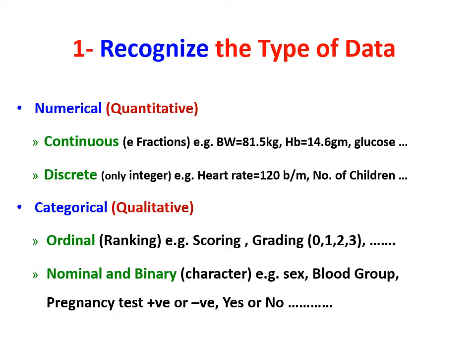Nominal and binary. Nominal means character, like female or male, like blood groups, for example, blood group A, blood group B, AB, O. This is nominal. Binary means we choose from two choices, either positive or negative, yes or no. This is binary.